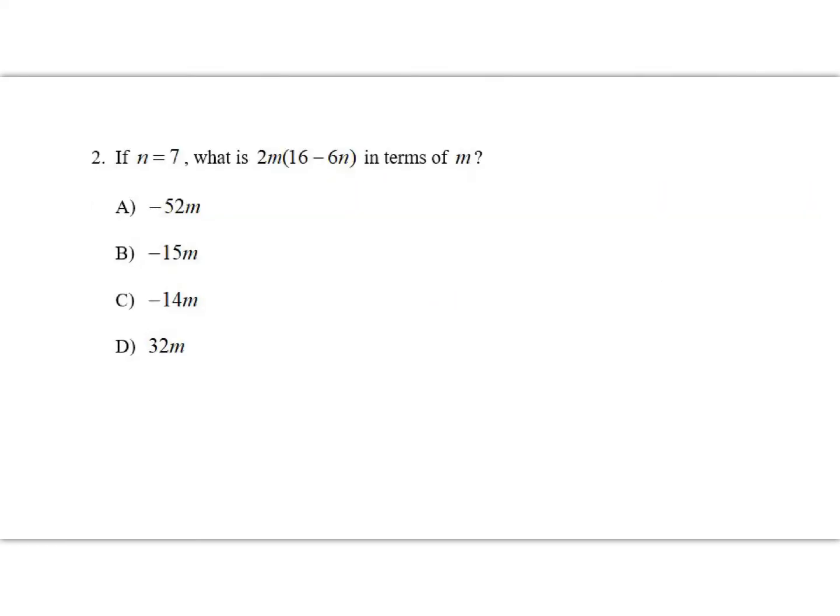All right, if n equals 7, what is 2m times 16 minus 6n in terms of m? All right, so what they're doing here, they're just trying to mess with you a little bit with m's and n's because they look similar. So we know what n is, so let's put that in for n and solve for what the other piece is. So 2m times 16 minus 6 times 7.